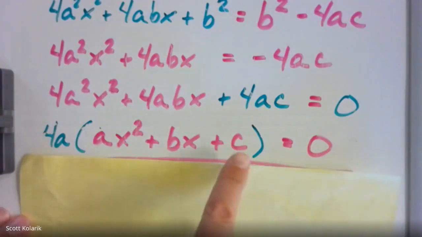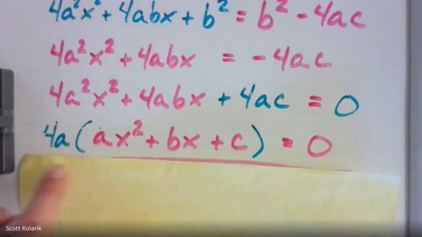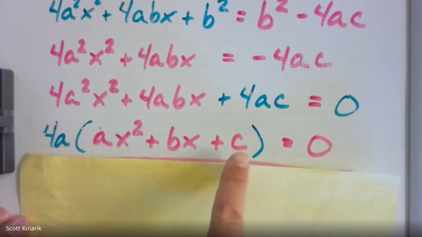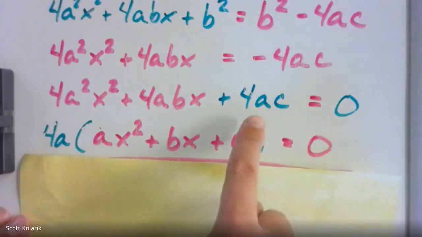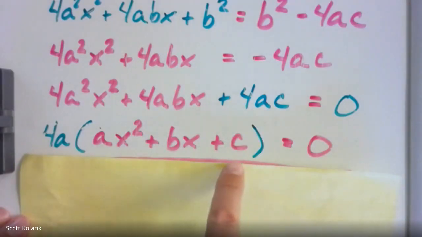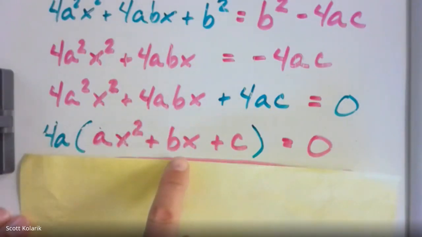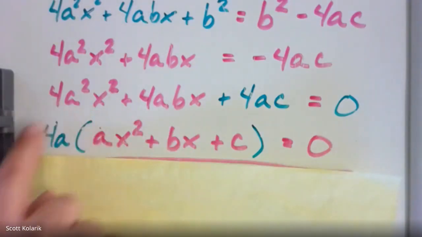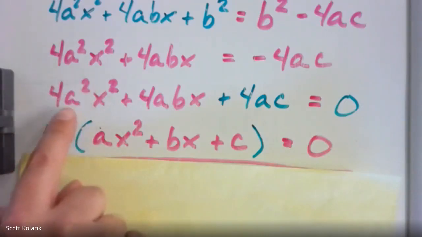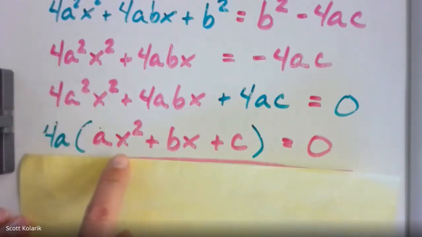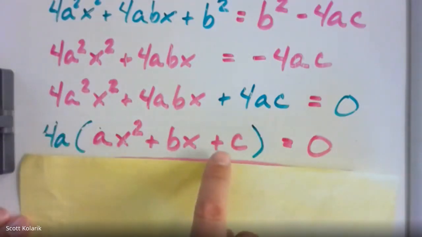And so by pulling 4a out from each of these terms, this should be pretty familiar at this point. When I pull 4a out of 4ac, I'm left over with just c. When I pull 4a out of 4abx, I'm just left with the bx. When I pull 4a out of this, the 4 is gone, and one of those two a's is pulled out, and I'm left with just ax squared. Okay, and so I have 4a factored out of that trinomial.